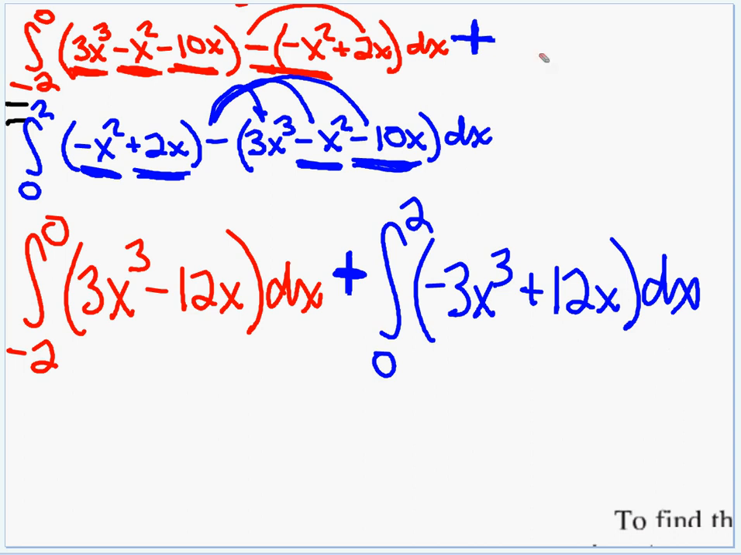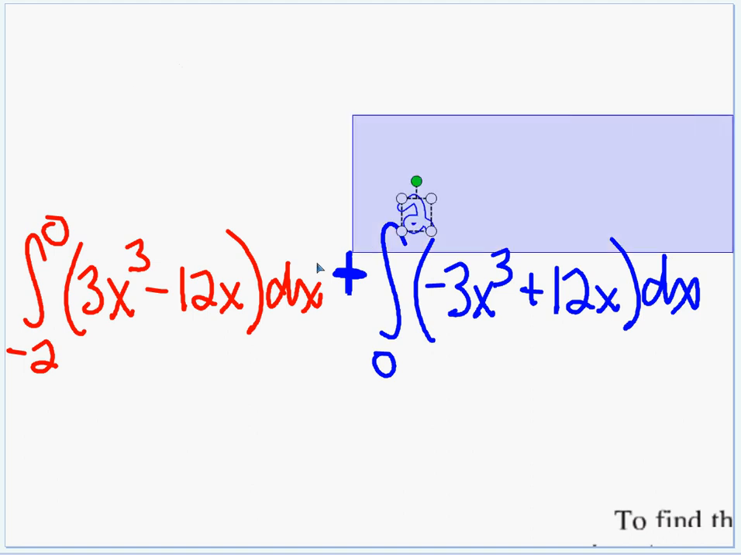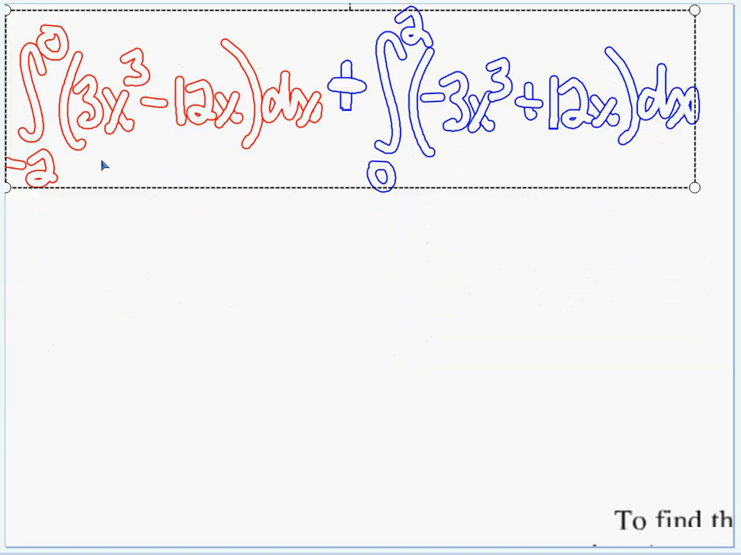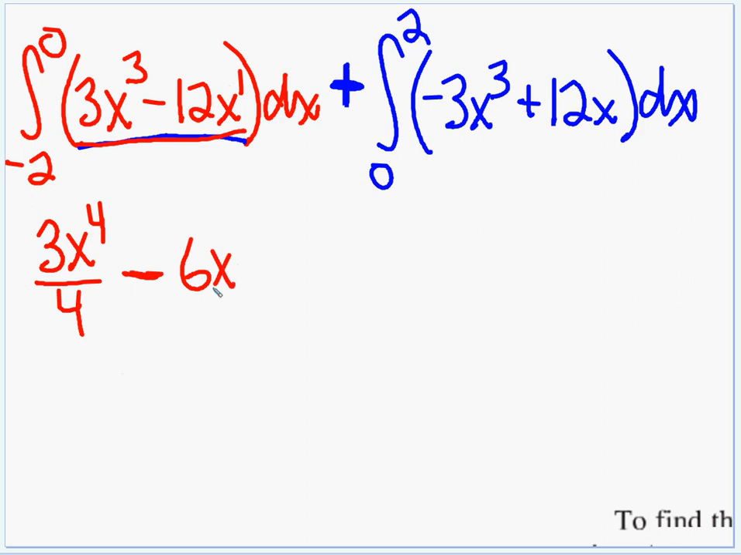Okay, we've done a lot of work, and now we finally get to do a little calculus. And then it's some more algebra and arithmetic. So enjoy the calculus. In red, let's antiderive. We're going to raise that to the 4th power and divide by 4. So that's going to be 3x to the 4th over 4. Minus, raise that up to squared, divide by 2. That's going to be 6x squared. And we will evaluate that integral from -2 to 0.